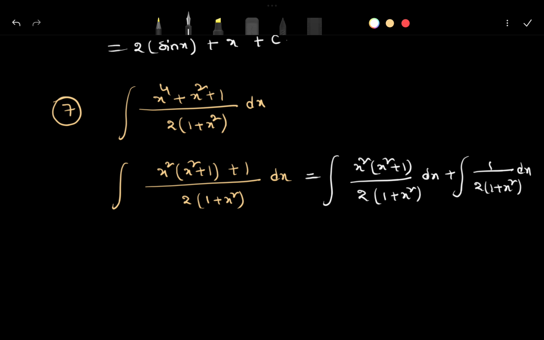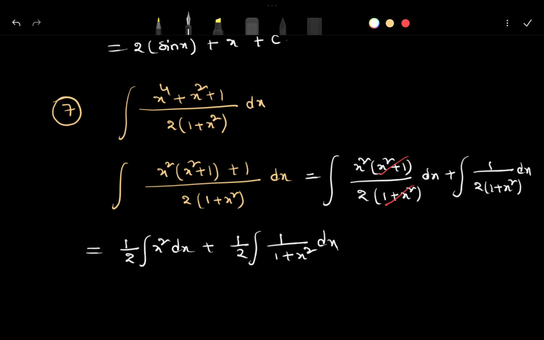Now you know very clearly 1 plus x square and 1 plus x square cancel. What is the resultant value? That is equal to 1 by 2 into integration of x square into dx, plus 1 by 2 into integration of 1 by 1 plus x square into dx.